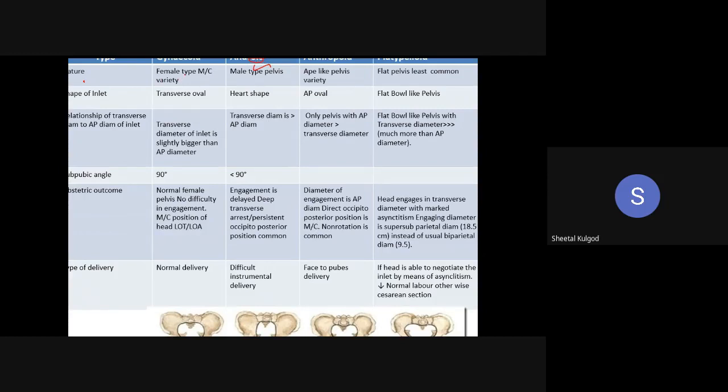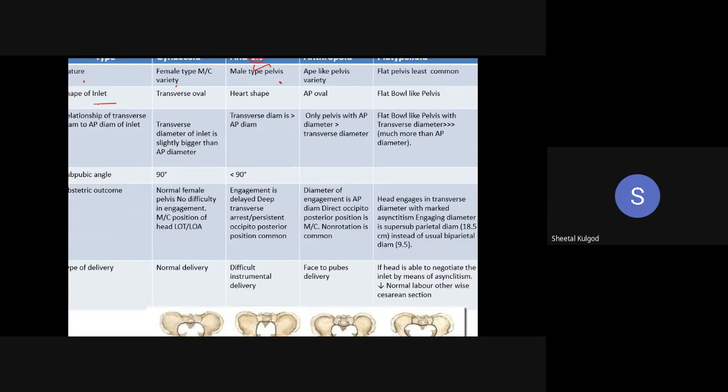So this gynecoid is the most common. Then android is also the male type of pelvis, found mainly in the male. And anthropoid is also called the ape-like pelvis. And platypelloid is the flat pelvis, which is also the least common variety.